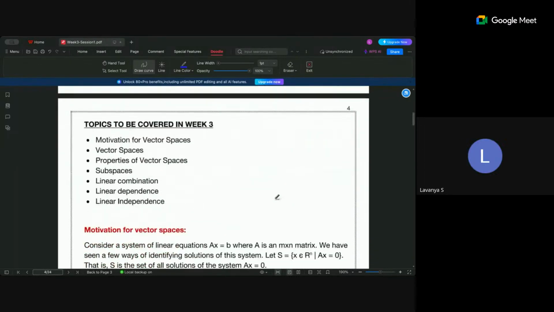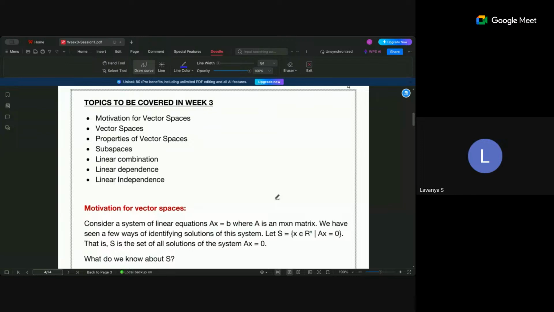Okay, so finally we are now moving to week 3 topics. What are the things we have seen in week 1 and week 2? In week 1, we introduced vectors, and then we introduced matrices. Then we saw various properties of matrices, and various techniques to solve systems of linear equations. These are preliminary things we have prepared for studying vector spaces.